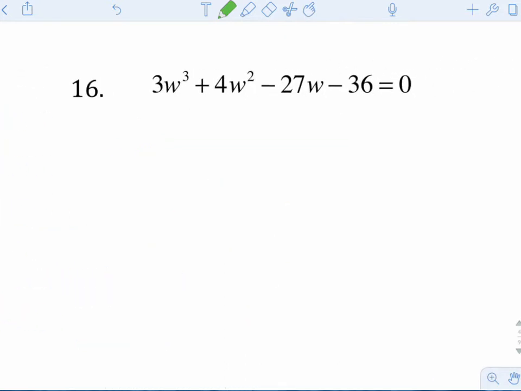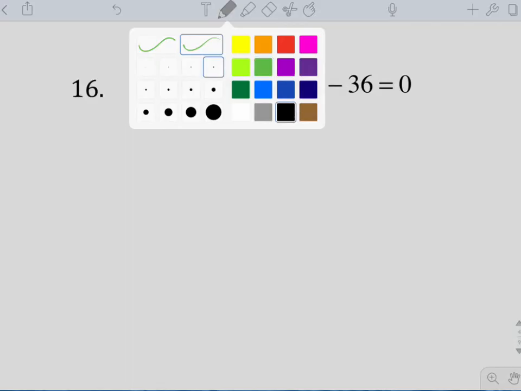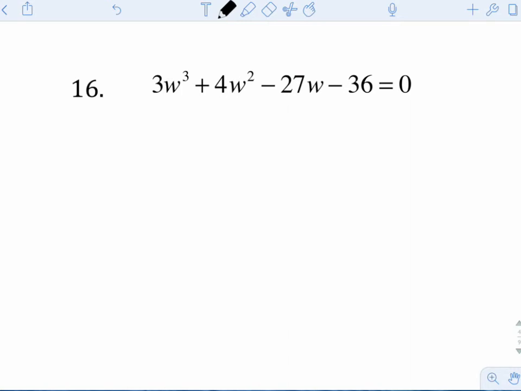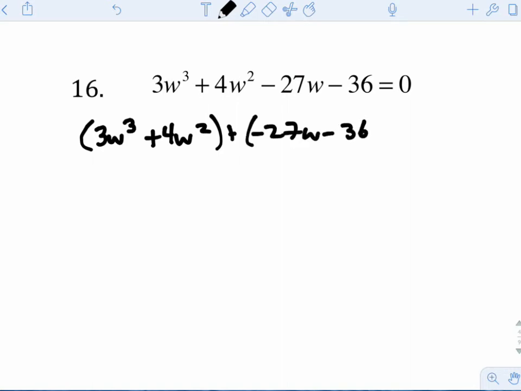Holy cow, that is a big polynomial. It has 4 terms in it. It is in standard form, so that's nice. Are there any common factors? No common factors. Okay, so here we go. We are going to factor this, and with 4 terms, our only strategy is to factor by grouping. So let's group these first 2 terms together. So 3w to the 3rd plus 4w squared plus negative 27w minus 36 equals 0.